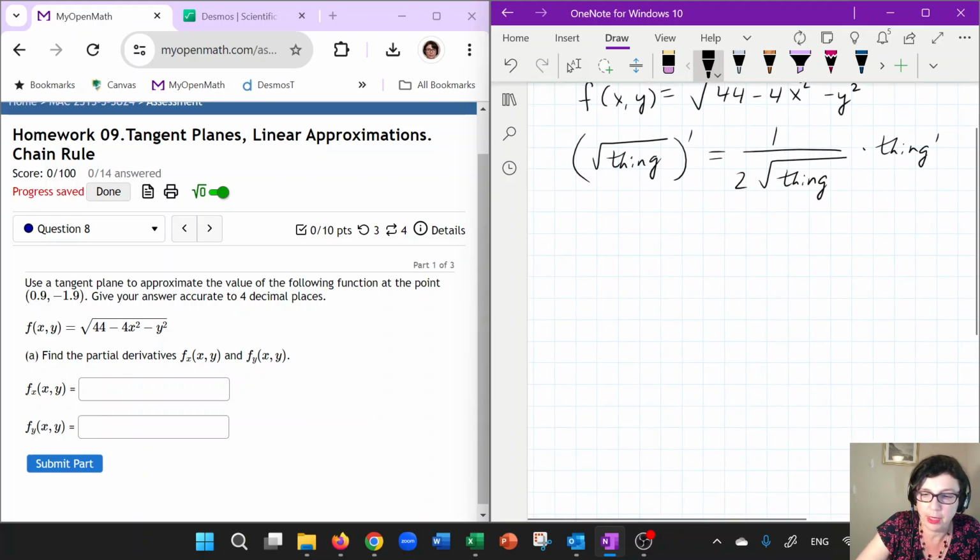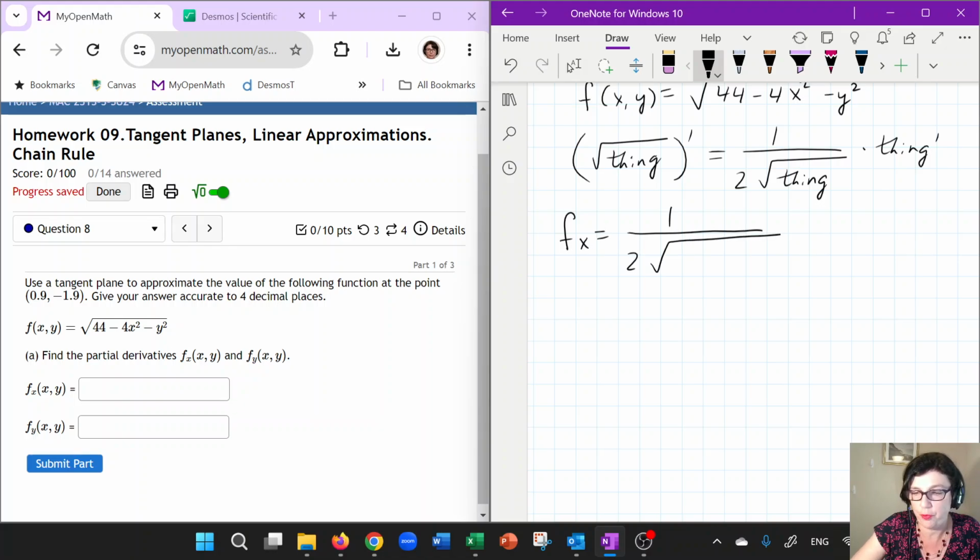So what's going to happen? We're going to get f_x. It's going to be 1 over 2 square roots of exactly the same thing as what I had before. So no change. Do not put the derivative under the square root. It never happens. So whatever this is, that's going to be over here on the bottom. And then we want to multiply that by the derivative of the thing, but because this is a partial derivative, with respect to x of the thing.